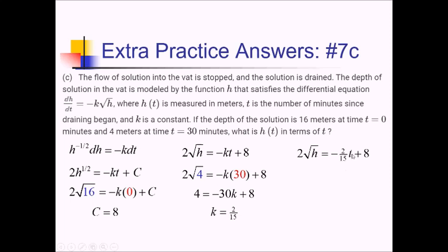We only have 2 different variables, h and t. Those are the only 2 we wanted. We're still not quite there, though. This is the problem that never ends, right? Because we still need to isolate the h value. So to do that, I'm going to divide both sides by 2. So that gives me negative 1/15 t plus 4. And then finally, I just have to square both sides to get rid of the square root. So we have h equals all that stuff over there, quantity squared, and we are finally done.